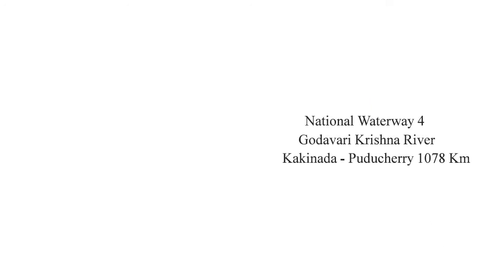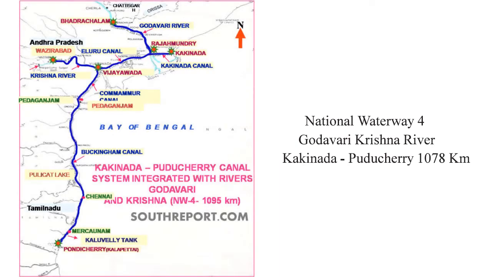Next is the National Waterway 4, situated on the Godavari and Krishna rivers, that is from Kakinada to Puducherry, 1078 kilometers. As you can see, this waterway has a lot of branches and it mixes with many rivers. It also uses a canal. For example, if you go to the very top, you can see the Godavari river, and then there is an Elluru canal which connects it with the Krishna river flow.